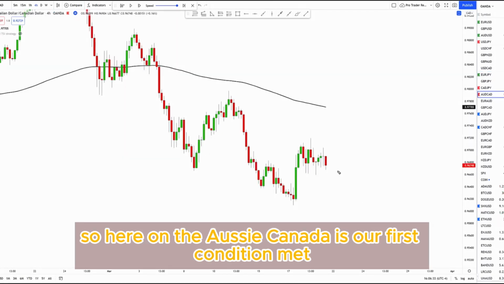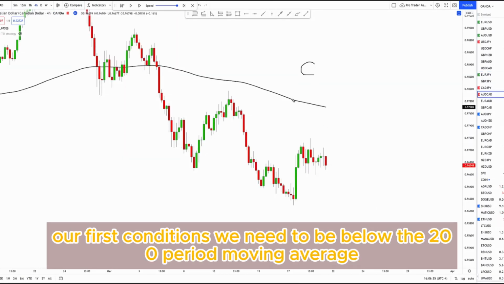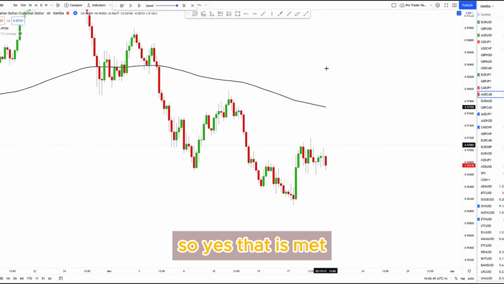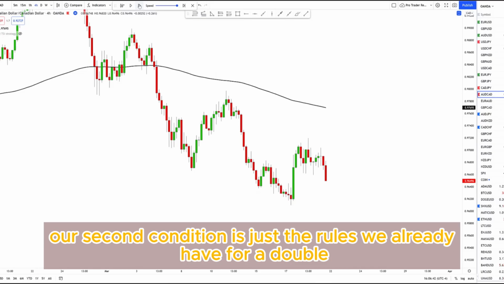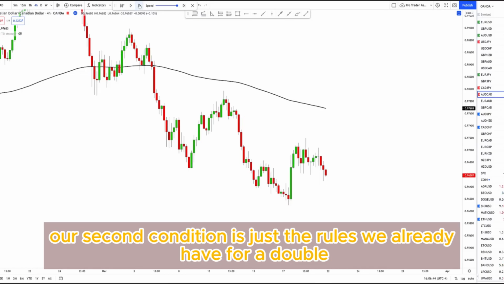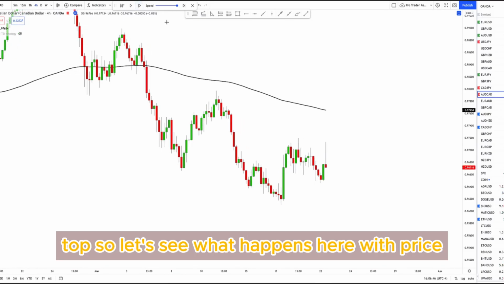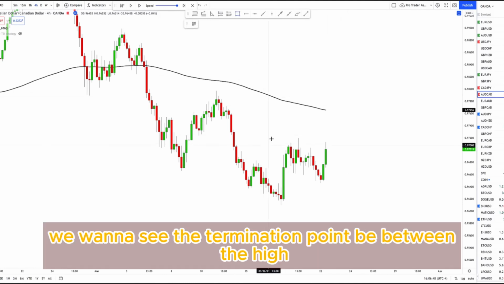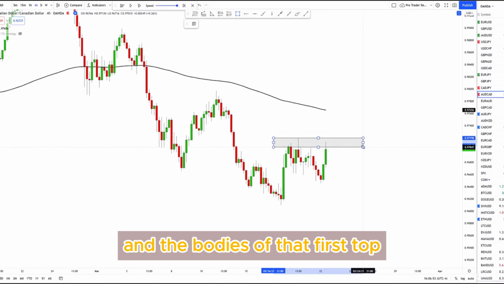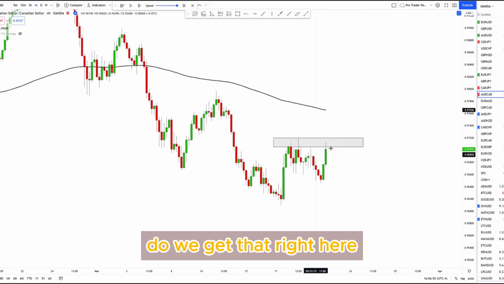So here on the Aussie Canada is our first condition met. Our first condition is we need to be below the 200 period moving average. So yes, that is met. Our second condition is just the rules we already have for a double top. So let's see what happens here with price. What are our rules for a double top? We want to see the termination point be between the high and the bodies of that first top. Do we get that right here?